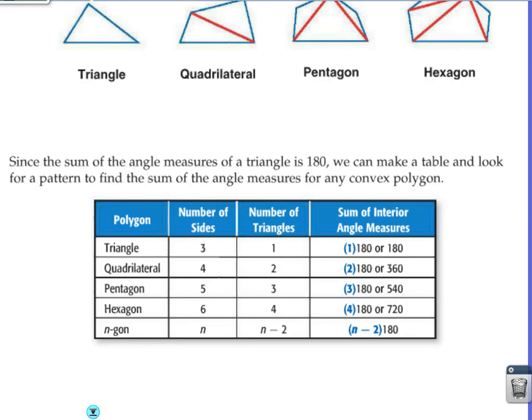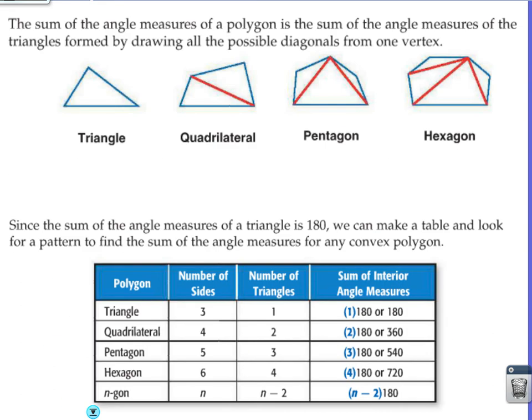So look back, that's what they're saying up here. The sum of the angle measures of a polygon is the sum of the angle measures of the triangles formed by drawing possible diagonals from one vertex. That's what I just did. Quadrilateral, two triangles, five sides, three triangles, six sides, four triangles. And then you see that pattern. Look at the little chart they did here. Number of sides, number of triangles. If it has n sides, whether it be 100, 1,000, whatever, it will always contain two less triangles.